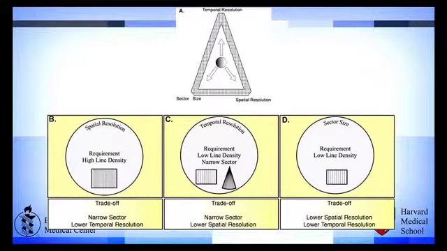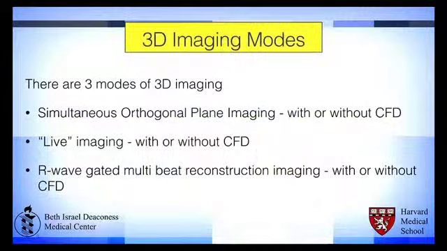You have to make a trade-off and decide what your top priority is before you use an imaging mode. So essentially, there are three imaging modes. Number one is simultaneous orthogonal plane imaging, which is referred to by different names by different manufacturers, and can be used with or without color. The other is live probe-responsive imaging, which is the image that moves with the probe, again used with or without color. And the last, what Greg explained at the end, is the R-wave gated multi-beat reconstruction, again with or without color.